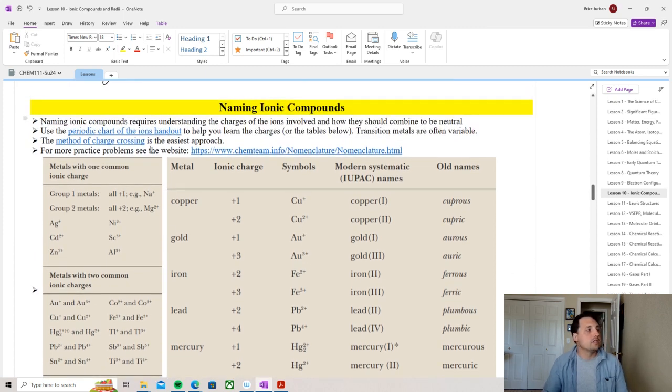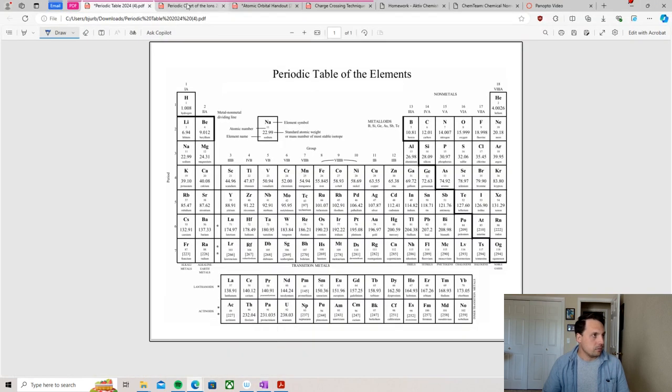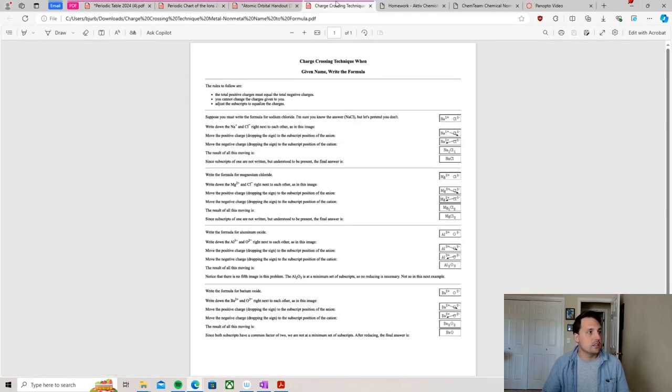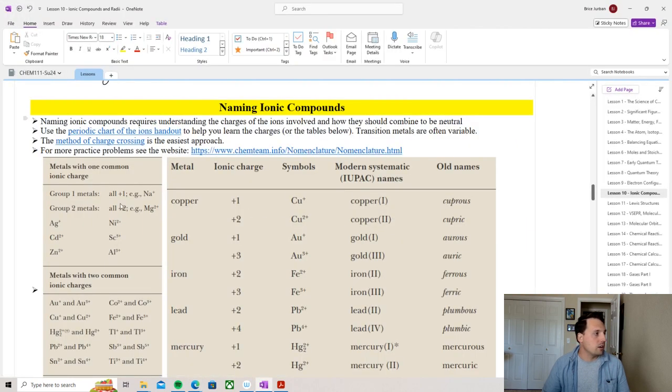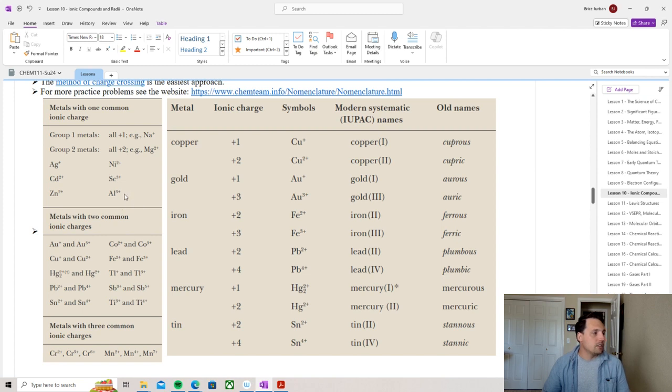To help you learn this, I recommend using the periodic chart of the ions handout and the method of charge crossing. So they look like this. So here's our periodic chart of the ions, and then here is our charge crossing technique. Additionally, you can go to this website. It's called ChemTeam, and they have a variety of tutorials and problem sets on chemical nomenclature. What we're specifically looking at are these two today. All right. Our textbook also has these two tables in Chapter 6.